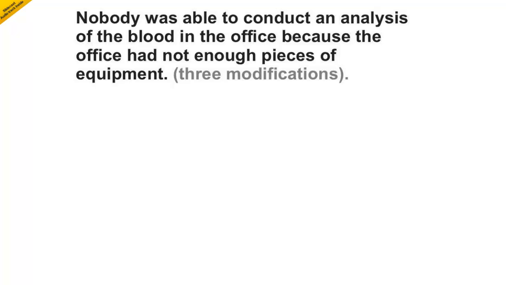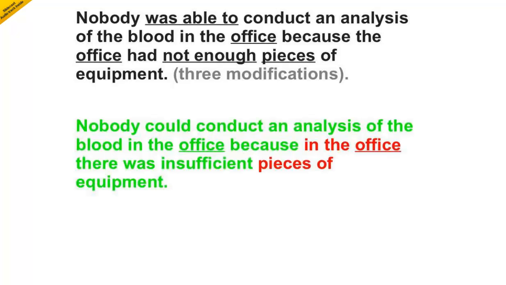Okay? For example, here we have nobody was able to conduct an analysis of the blood in the office. Here we have nobody was able to. And we can do the reverse of what we did last time, and we could say nobody could conduct an analysis. Alright? And you've probably heard I say office twice, which is a waste of words basically. And what we could say is nobody could conduct an analysis of the blood in the office. That's fine.